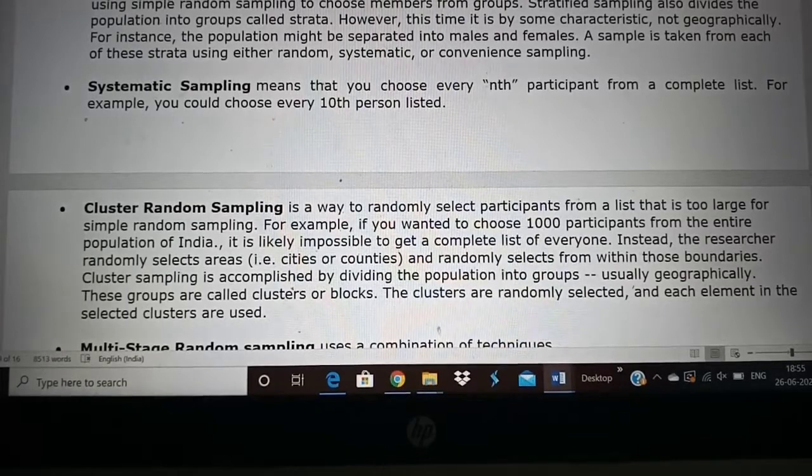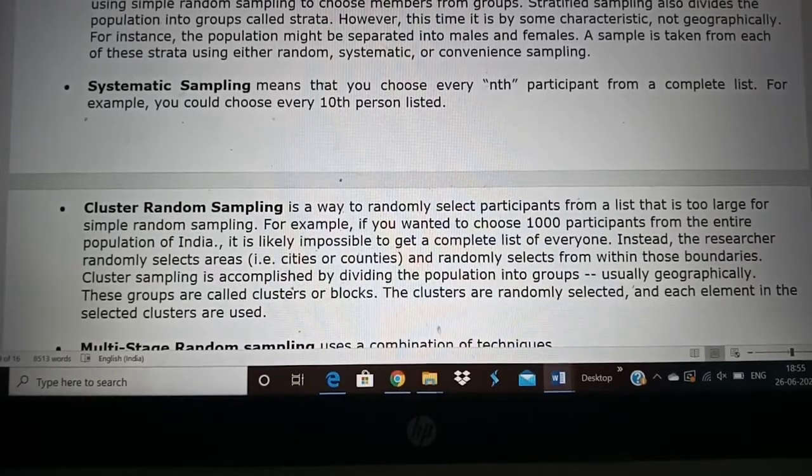So if there are 10,000 people, and you want to select 100, then every 100th person you will select for the study, and you will get 100 people. So that is systematic sampling. It's a systematic manner in which you are selecting samples for the study.